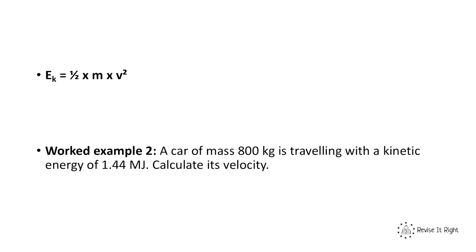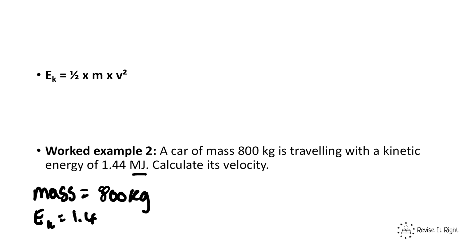Let's go through a second worked example. A car has a mass of 800 kilograms and is travelling with a kinetic energy of 1.44 megajoules. Calculate its velocity. So let's write down the values we know. The mass is equal to 800. And this time we've been given the kinetic energy, which is equal to 1.44 megajoules. Now to get from megajoules to joules, we have to times it by 1 million. So times this by 1 million equals 1.44 million joules.